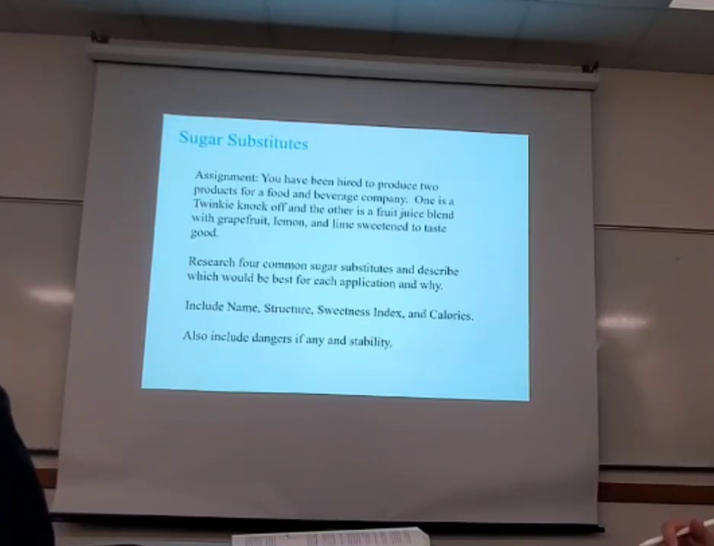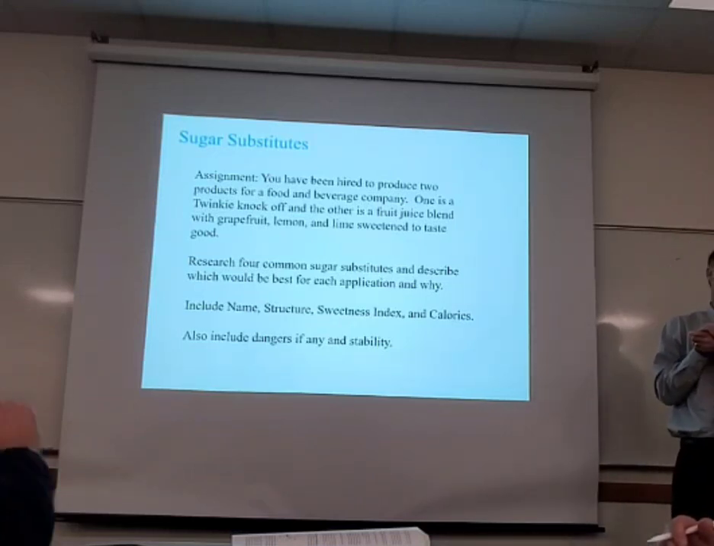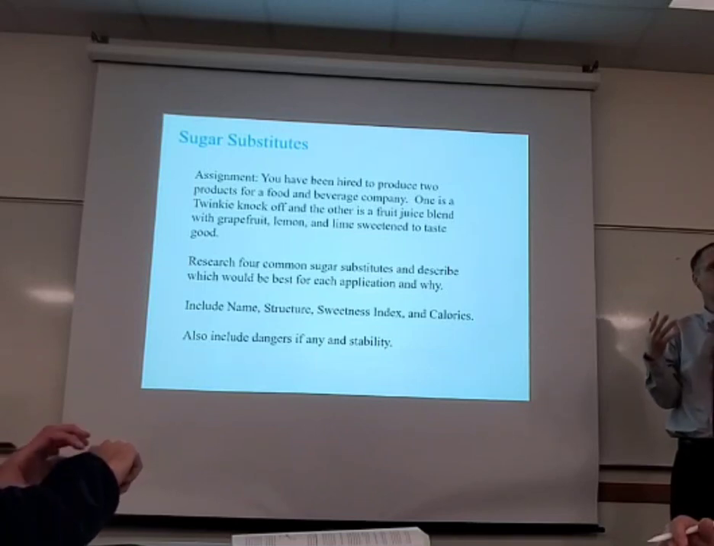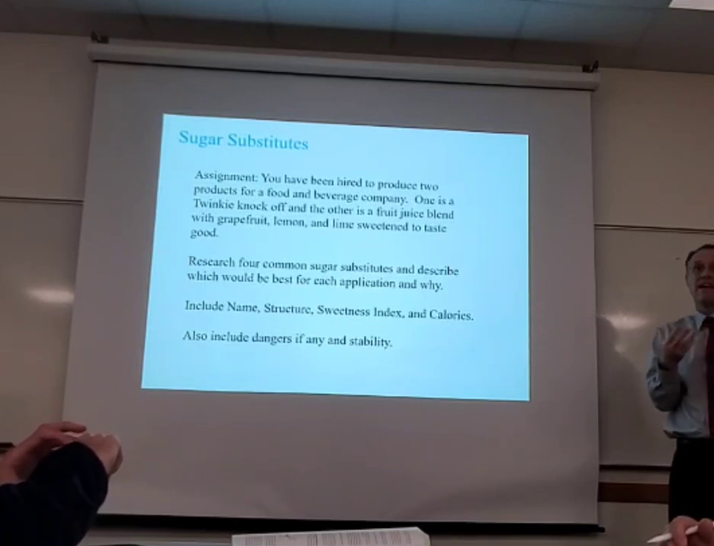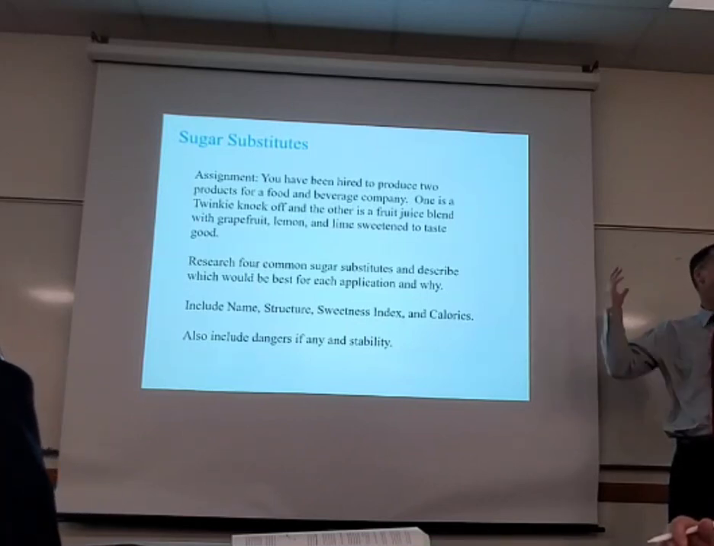And the other one you're going to do is one that's going to be an acidic drink. Okay, fruit juice with grapefruit, lemon, lime, sweetened to taste good. Artificial sweeteners are the name of the game. That's what you're trying to use. Sugar substitutes, artificial sweeteners. Are they all bad?